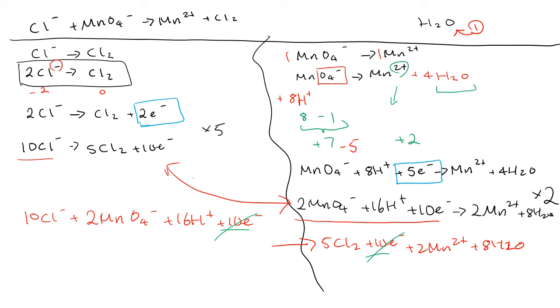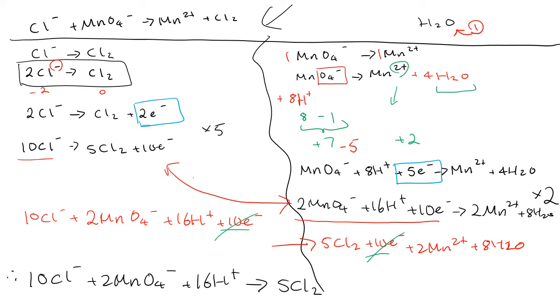So now we have nothing else that we can cancel out. So write a final statement. Therefore, the fully balanced equation of this is 10Cl⁻ + 2MnO4⁻ + 16H⁺ produces 5Cl2 + 2Mn²⁺ + 8H2O. And that was how you balance complex redox reactions using half equations in acidic conditions only.